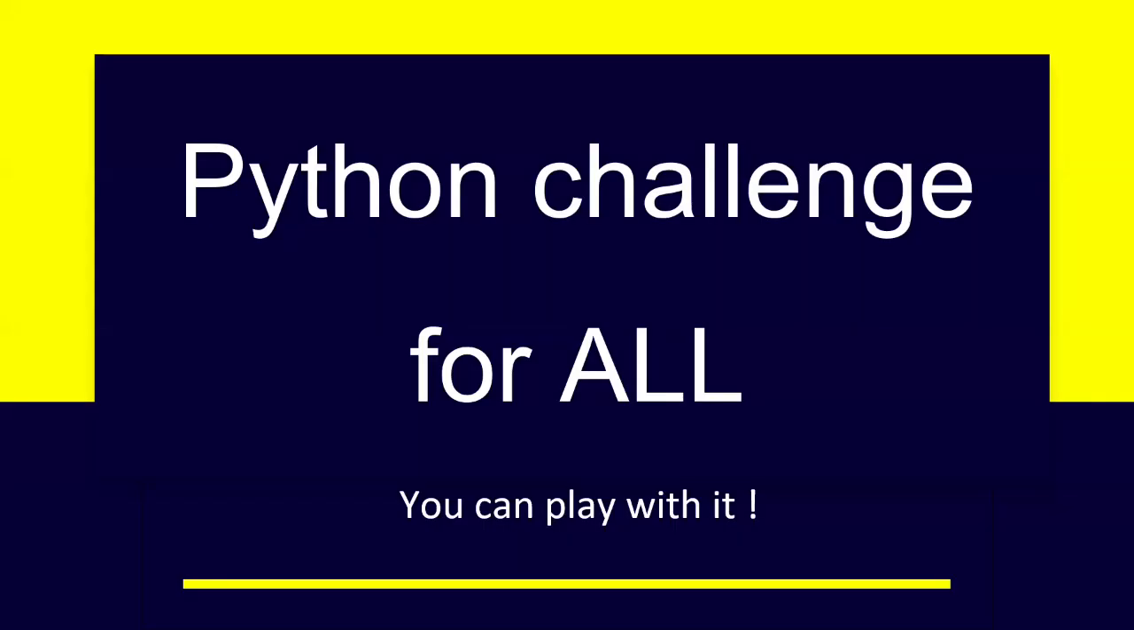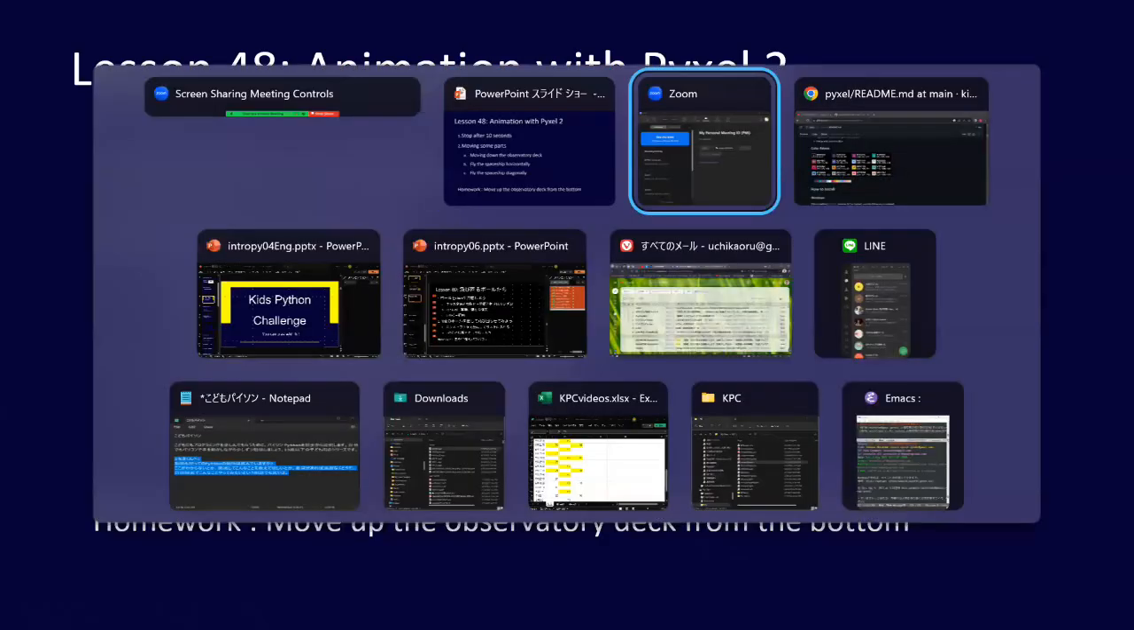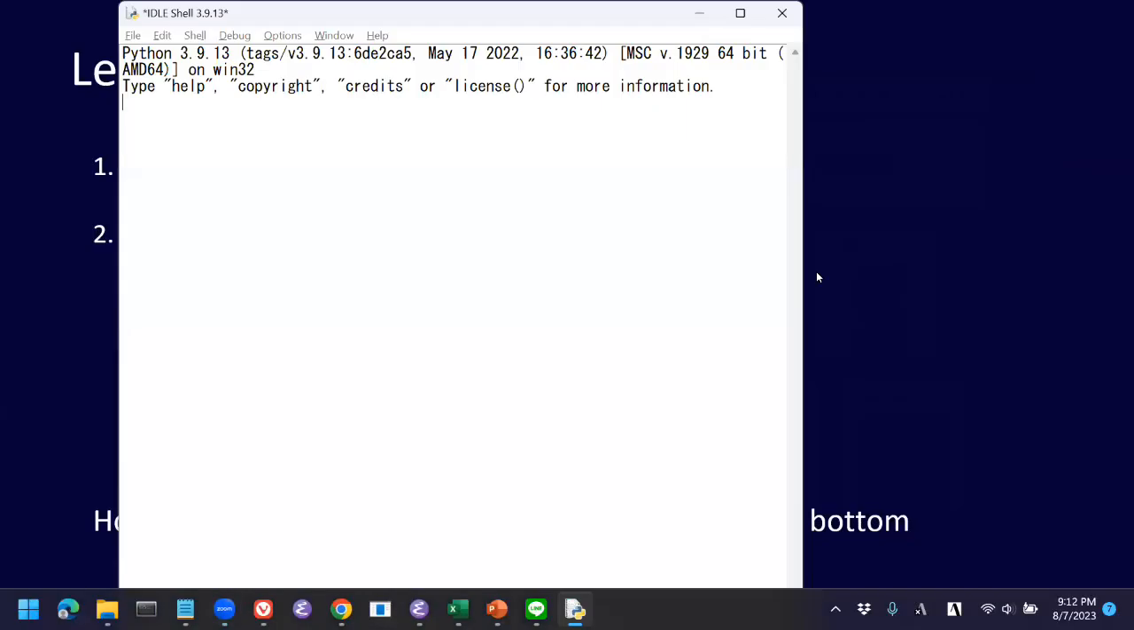Okay, let's see where we were last time. We started to move things to make animation using Pyxel. So we learned how to move, for example, move down the observatory deck, fly spaceship horizontally or diagonally, okay? So the homework: move up the observatory deck from the bottom. So let's see the code we made last time, and then maybe we can continue our trial.